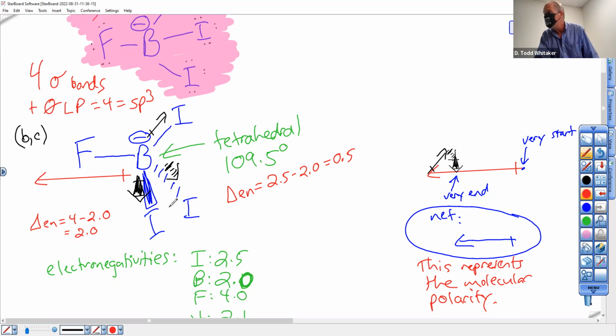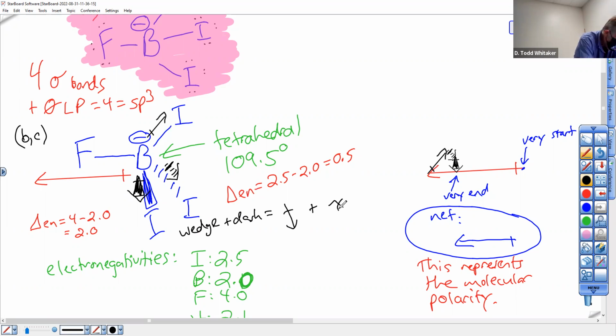Please think about that. When you add these two, you get this. Wedge plus dash equals exactly in the middle there. And then I'm going to take this thing and add it there. Plus x, call this x, is this plus x. Do you see they're going right along the page?